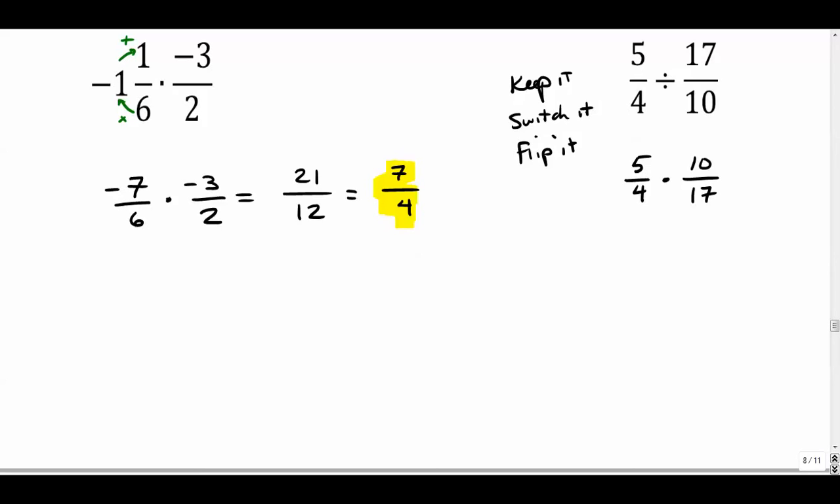And now if you can, maybe I'll show you how to simplify first. You can simplify this, cut that in half, and cut this in half. Numerator is 5 times 5 is 25. Denominator is 2 times 17, which is 34. And you're done.